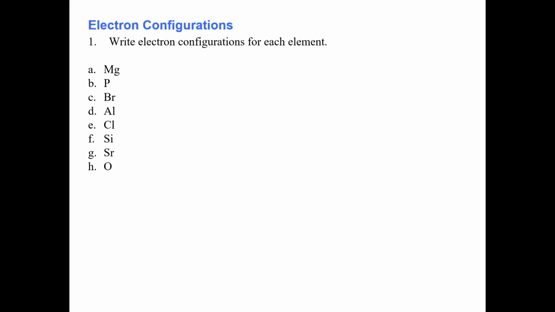Here we want you to practice writing out the electron configurations for each element. So don't just write out the long version, also write out the noble gas shortcut. So please pause the video, look at your periodic table, and practice writing out both versions of the electron configurations. When you're ready for the answers, click play.